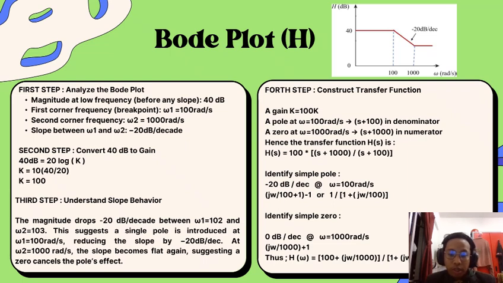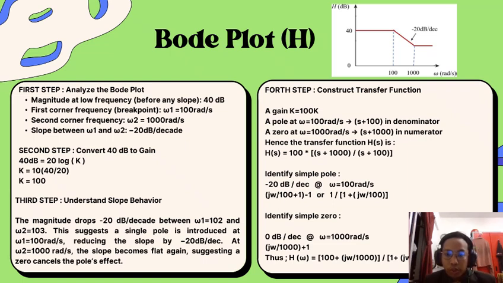So next, for the third step, we need to understand the slope behavior, which is the magnitude drops into negative 20 decibel per decade between omega 1, 10^2 and omega 2, 10^3. This suggests a single pole is introduced at omega 1, 100 radian over second, reducing the slope by negative 20 decibel over decade at omega 2, which is 1000 radian over second. The slope becomes flat again, suggesting a zero cancels the pole effect.